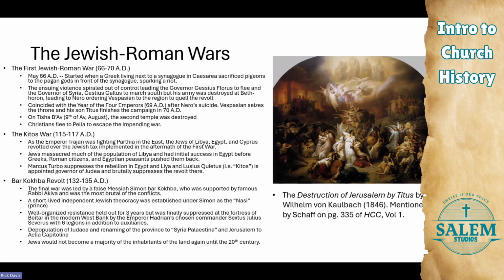and then the governor of Syria, Cestius Gallus, marched south from Damascus, I believe, it's either Damascus or Antioch, but his army was destroyed at the pass of Beth Horon, leading the Emperor Nero to order Vespasian to the region to quell the revolt. And this led to a 4-year-long war of attrition that was an absolutely devastating war for the Jewish people. But it also coincided with a time of upheaval within the Roman Empire.